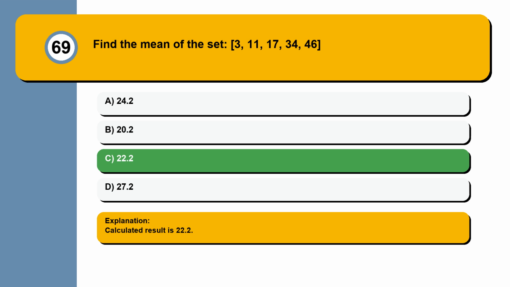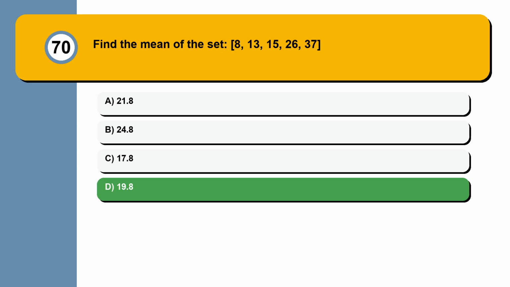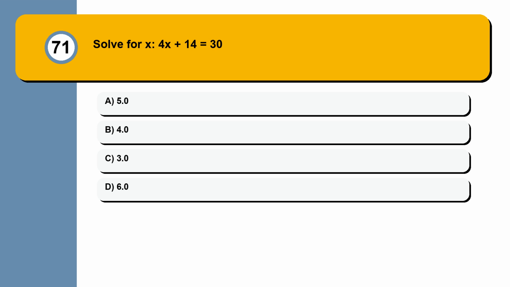Calculated result is 22.2. Question 70. Find the mean of the set 8, 13, 15, 26, 37, 21.8, 24.8, 17.8, 19.8. Calculated result is 19.8. Question 71. Solve for x: 4x plus 14 equals 30. Options: 5.0, 4.0, 3.0, 6.0.